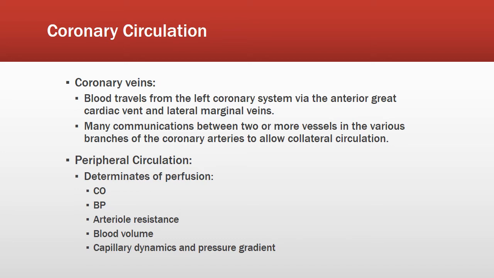vessels. As far as our peripheral circulation, determinants of perfusion or adequate circulation include your cardiac output, which is your stroke volume times your peripheral vascular resistance, blood pressure, which is cardiac output times peripheral vascular resistance, arterial resistance, blood volume, capillary dynamics, and pressure gradient, which is venous capacitance.